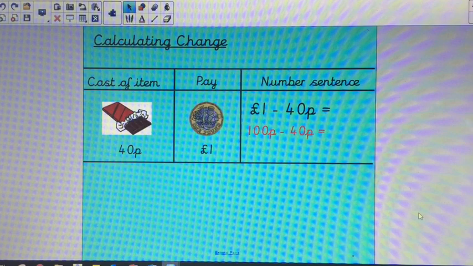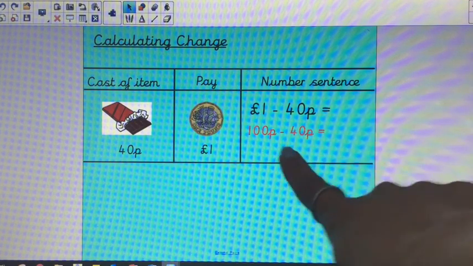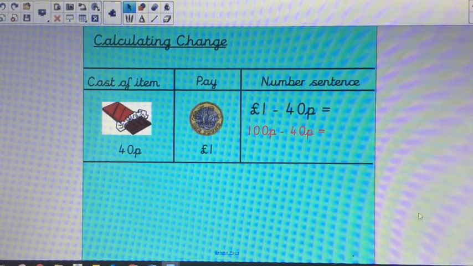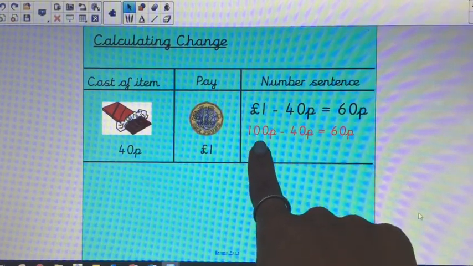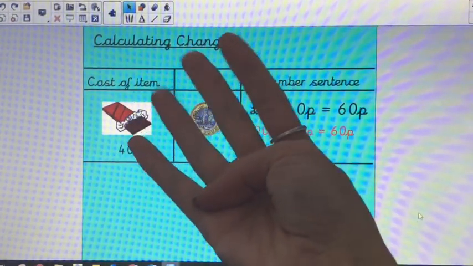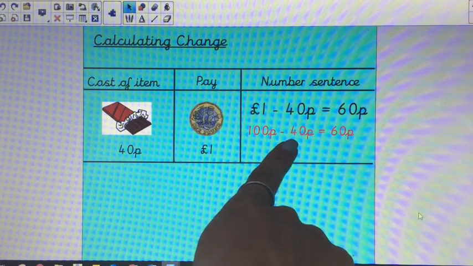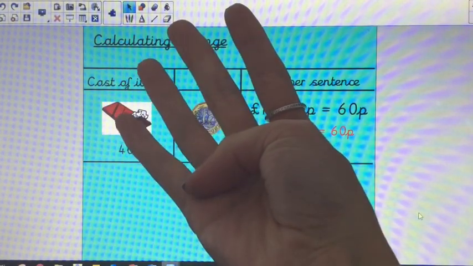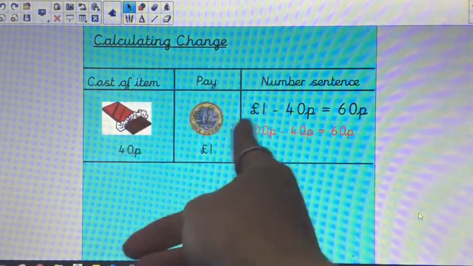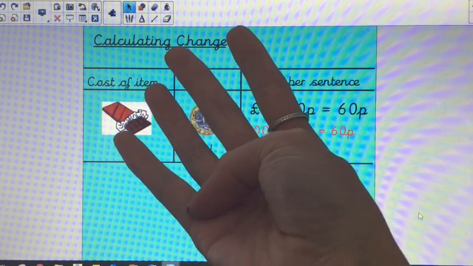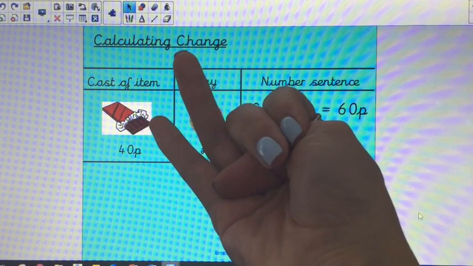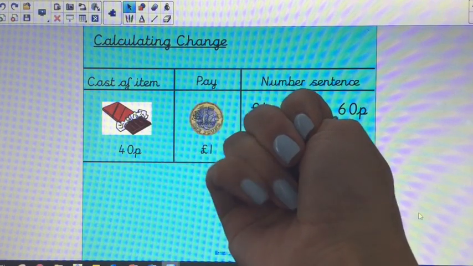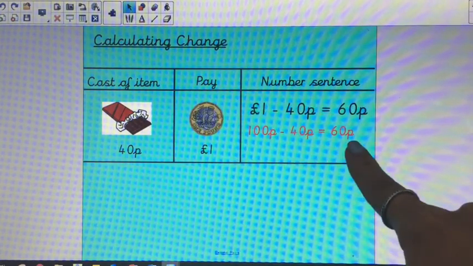Okay, get ready to go through the answer. 100p take away 40p equals 60p. So you can check that's right with me by putting 100 in your head and 4 for 4 tens in 40, and we can count backwards in tens from 100. Ready? 100, 90, 80, 70, 60, and I get to 60.